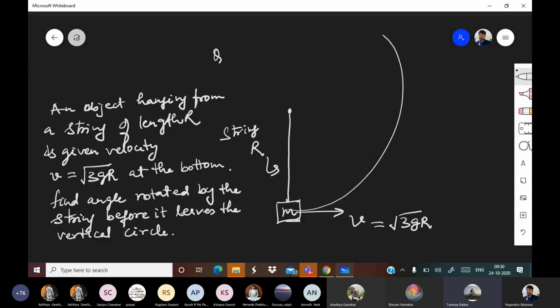So 60 degrees. 60 degrees you are getting? Yes, sir. Very nice, very nice. Though it won't be correct. Just for your checking purpose, in one quarter circle, velocity is reduced by how much? 2gr within the root, correct? And quarter circle means how much angle? 90 degree. Son, use some common sense.